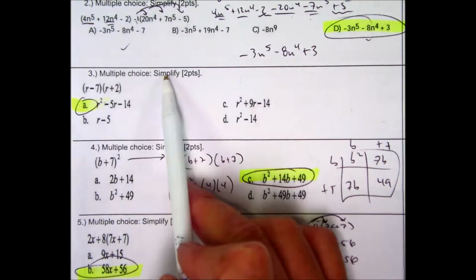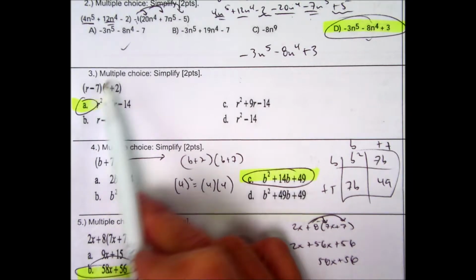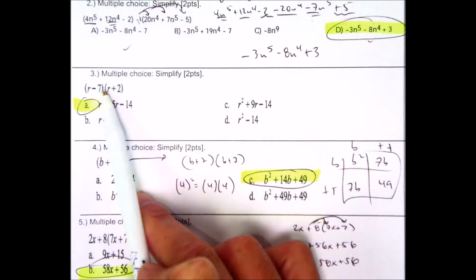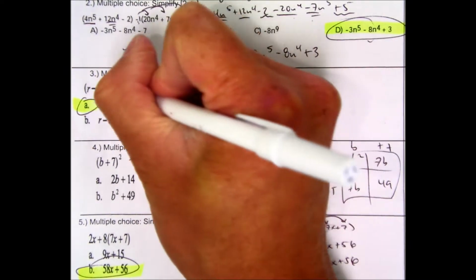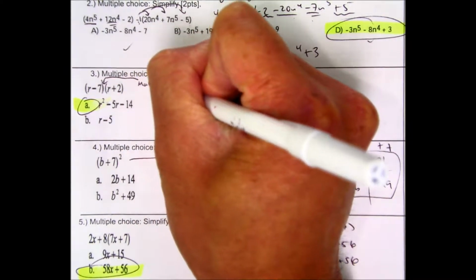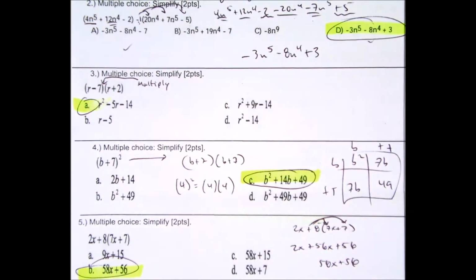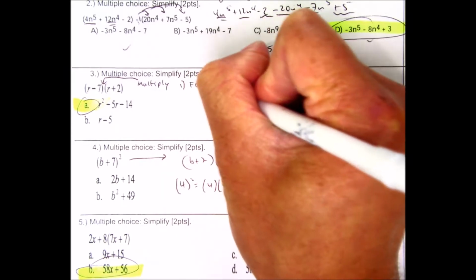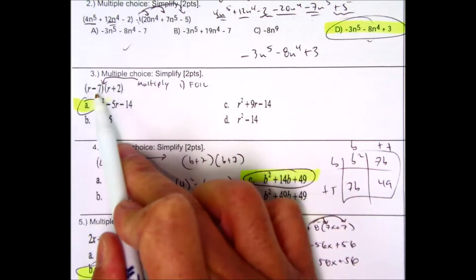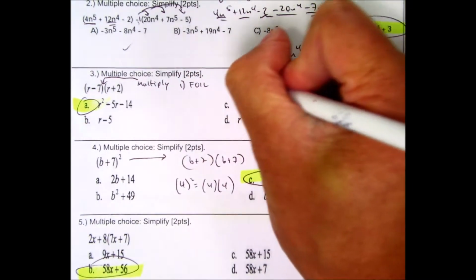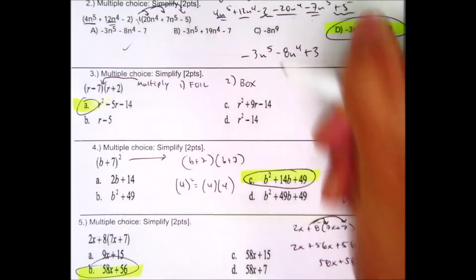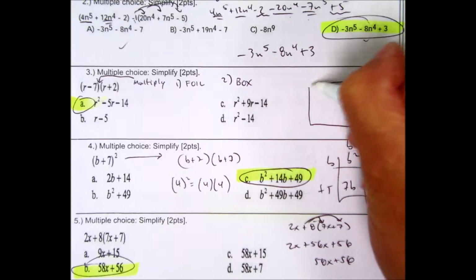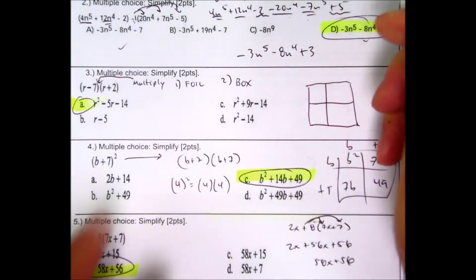Question number 3 says simplify. Now between these parentheses there is no addition, there is no subtraction, there is nothing, therefore it's multiplication. Well, what do you do when you multiply? You can do 2 things here. Some of you guys know FOIL. Remember, FOIL only works when you have a binomial times a binomial. Or for the rest of the class, I've been teaching you guys to use this box. The reason why I teach you guys the box is because it is similar for factoring.